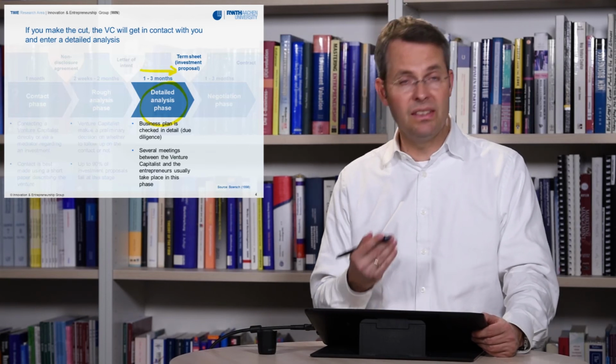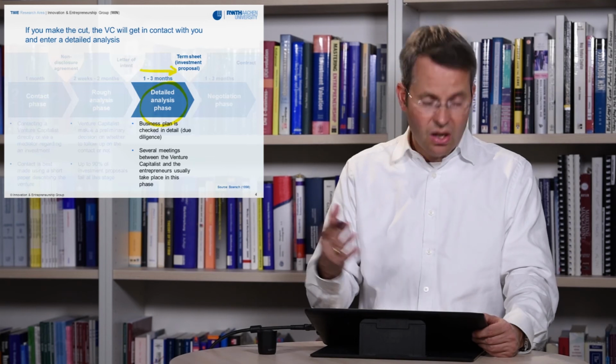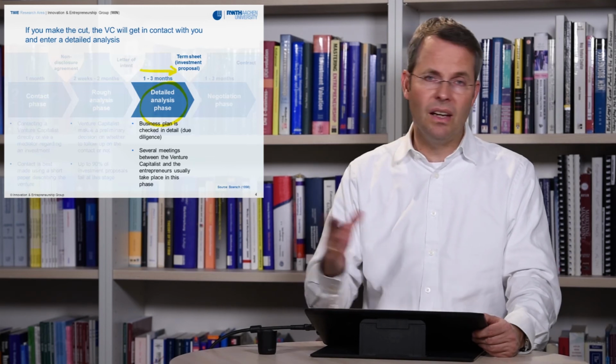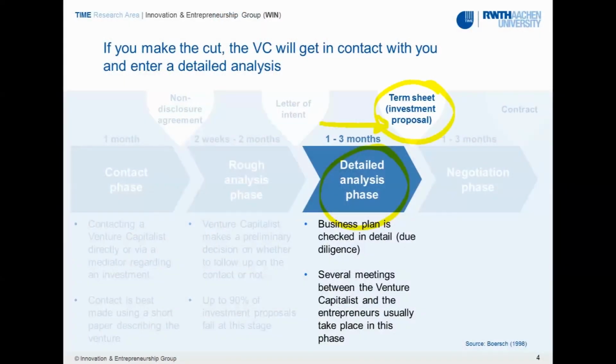And if the VC is still interested after he has seen your business plan, and all the papers, and he didn't find any hiccups, he will send you a term sheet. And the term sheet is the so-called investment proposal. So he says, I'm going to invest in your company at that valuation under those circumstances, which are the contractual details. And this one is really worth looking into deeply.